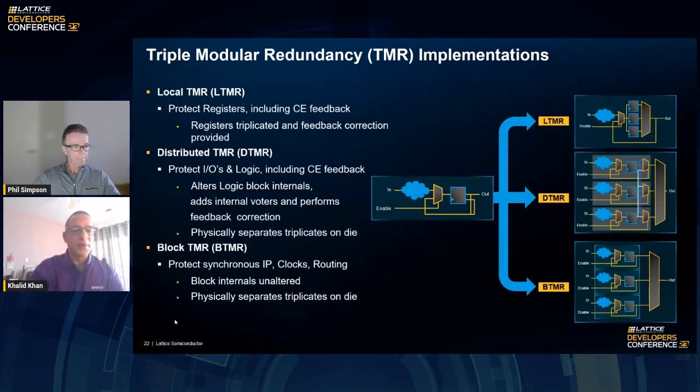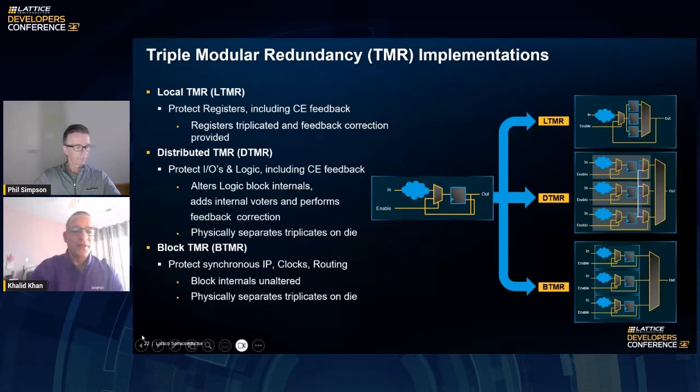The types of triple module redundancies. There are three main types of triple module redundancy techniques. Local TMR provides register-level triplication, includes triplication for the clock enables, and voter logic insertion at the output of triplicated logic. Distributed TMR provides the most comprehensive protection by triplicating IOs, clock enables, and feedback logic, with auto insertion of internal voter logic for feedback loops, as well as voter logic insertion at the output of module outputs.